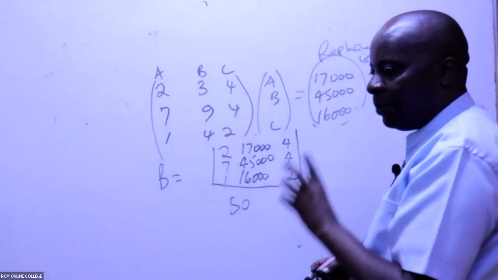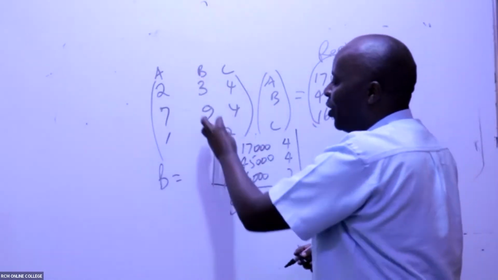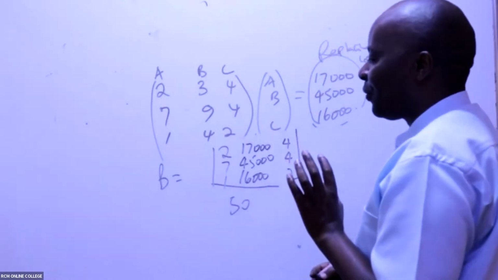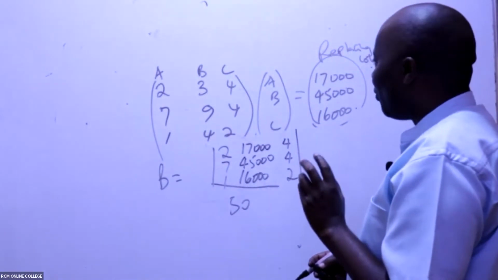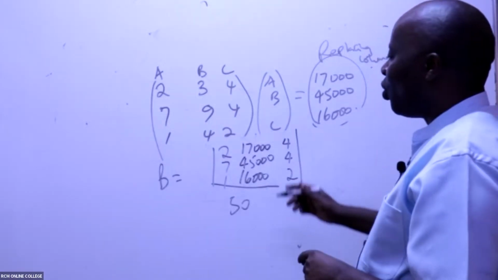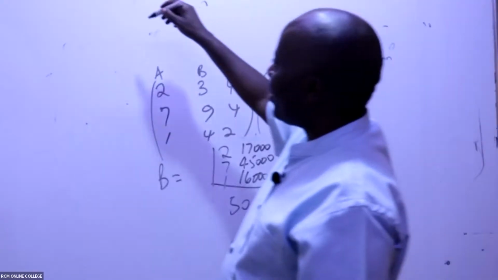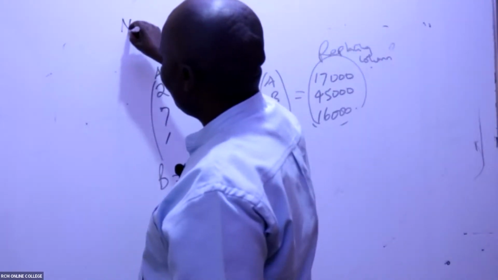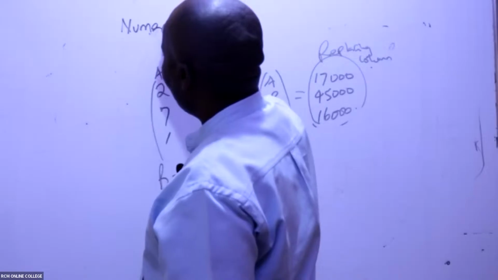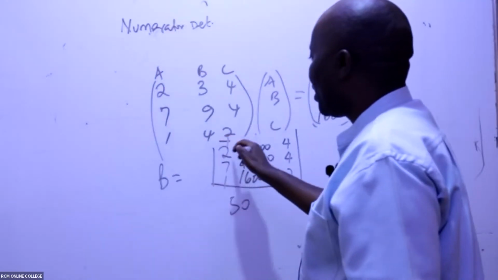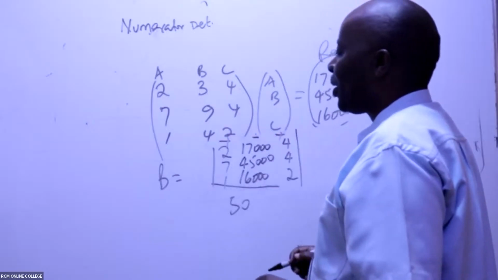So when the column of B disappears, it means the column of A remains, B now is there, and then we have C remains. Now from there, ladies and gentlemen, you shall be able to go ahead and give me the determinant for the numerator here. So, numerator determinant. So remember, this is plus, this is minus, this is plus.